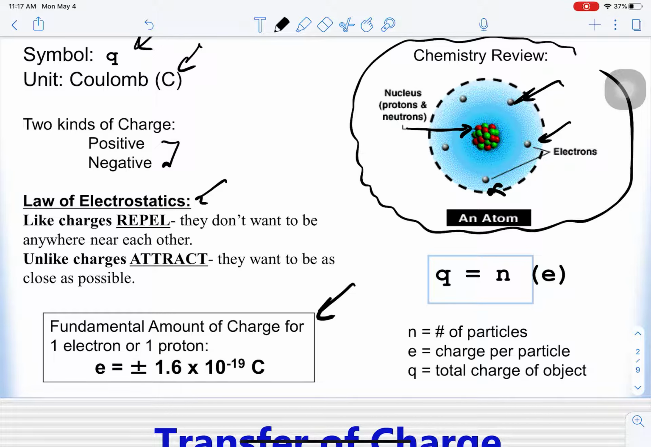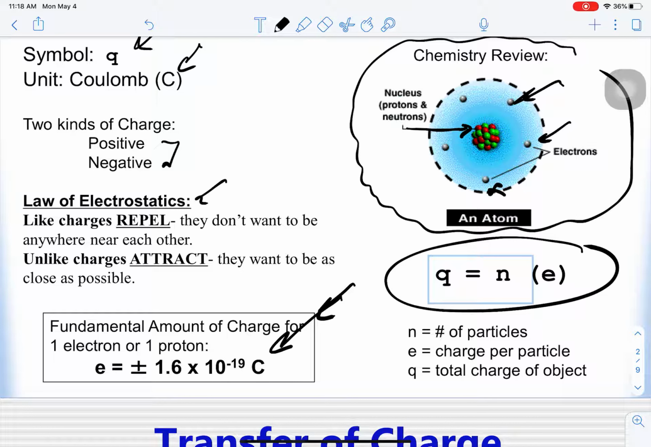Now, last thing over here on the slide: Q equals N times E. To find the total charge of an object, that's Q, all you do is multiply the number of particles, N, times the charge per particle, E, which is right here. So let's say in an object you have a surplus of 5 electrons, and you want to know the total charge. You will just multiply 5 times negative 1.6 times 10 to the negative 19th coulombs. That's because there are 5 particles, and there are 5 more electrons. That's why we use negative. So overall, it will have that charge.